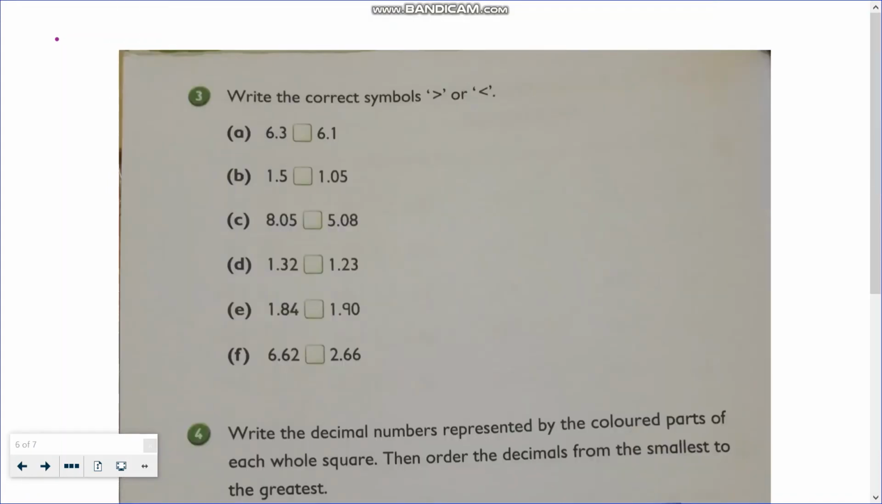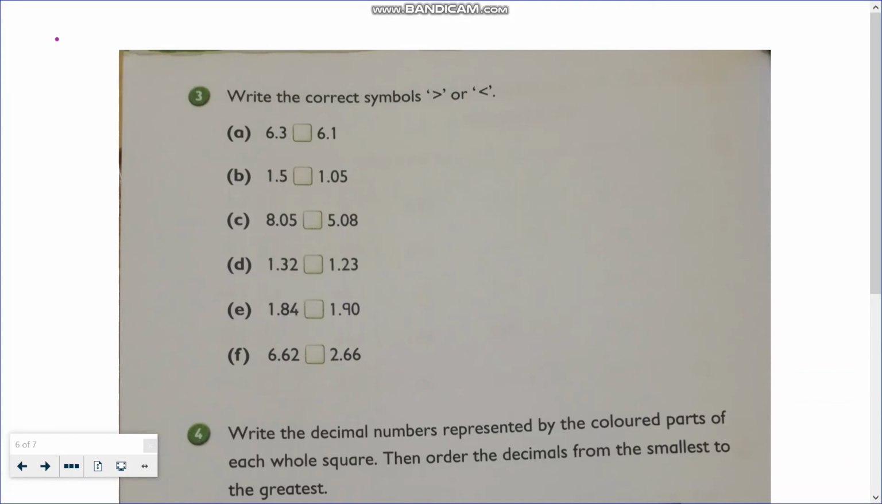Number 3, write the correct symbols greater than or less than. So remember the story of the crocodile. The mouth of the crocodile is always pointing to the larger number. It always wants to eat the bigger number, while the head of the arrow is pointing to the smaller number.